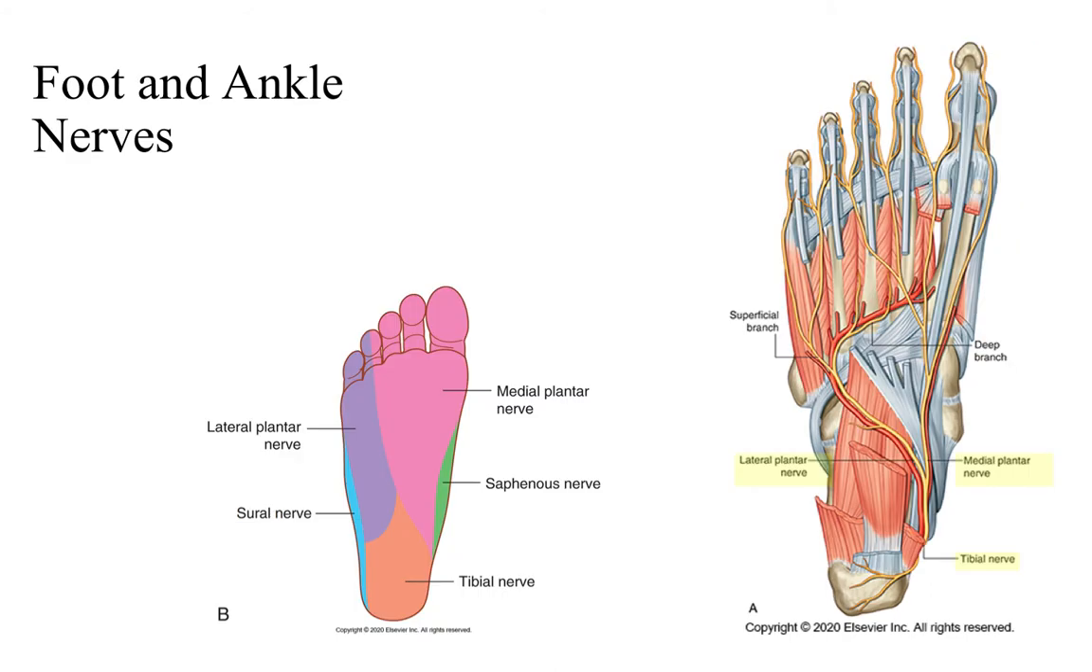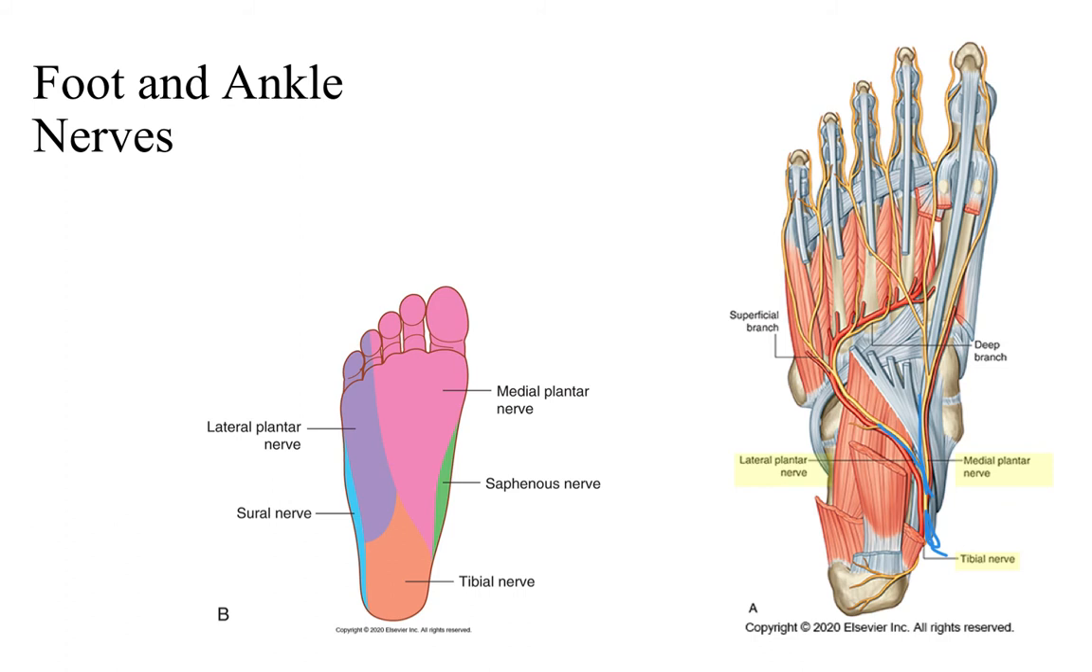As far as the nerves go to the foot and ankle, we've already mentioned that the tibial nerve coming here around the flexor retinaculum will divide into our medial plantar nerve and our lateral plantar nerve. Of course, medial is going to be going more towards the great toe, whereas lateral is going to be going more towards the fifth toe.